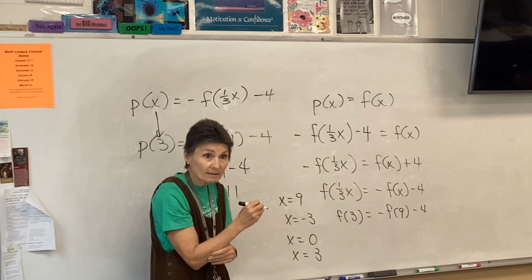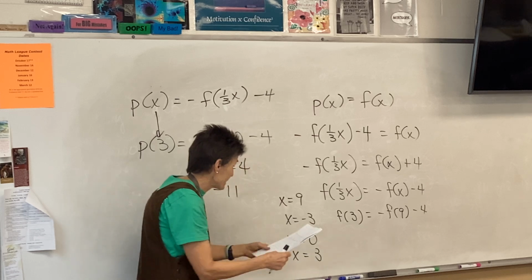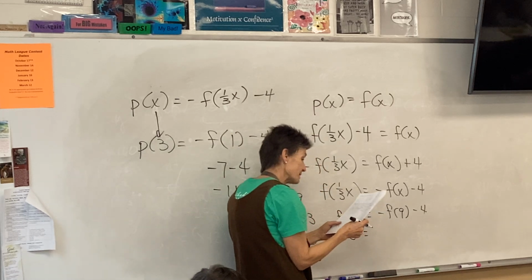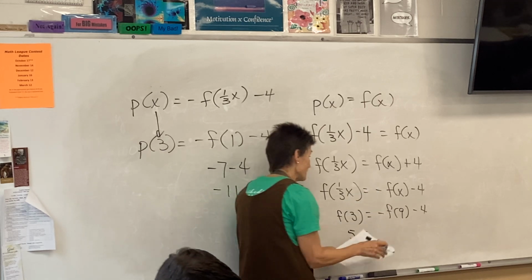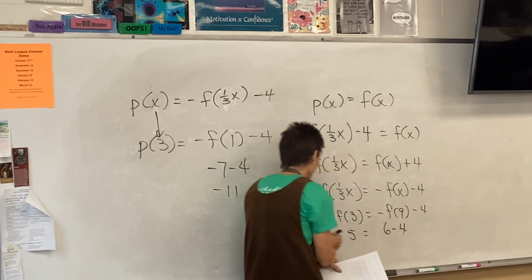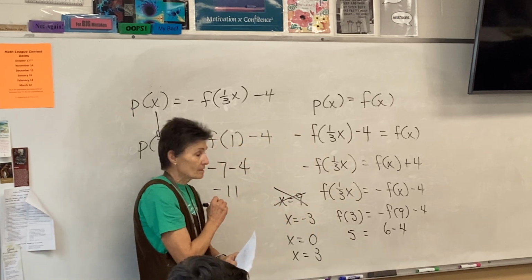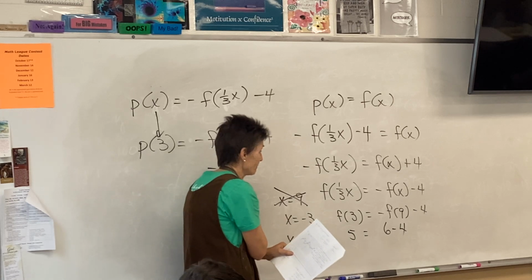Can I check that? Yeah. What's f of 3? F of 3 is 5. What's negative f of 9? That would be 6 minus 4. Okay, well that didn't work. You see? So then let's move on to negative 3.